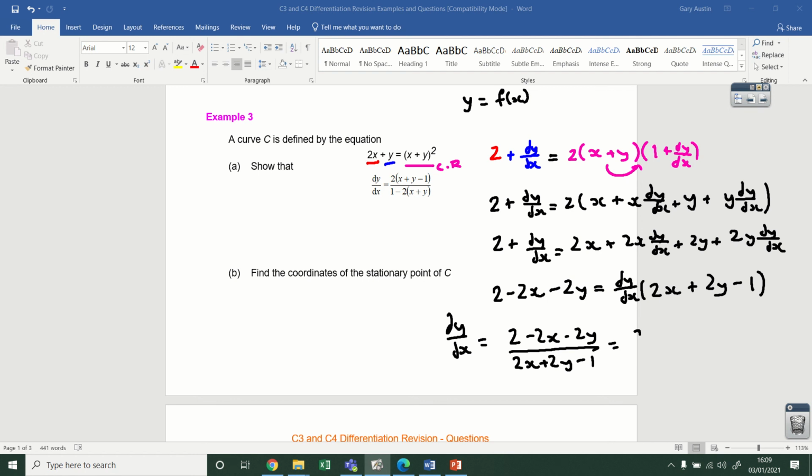So this becomes 2 lots of 1 minus x minus y. And on the bottom, it's very suggestive to factor out this 2 from the x and the y, so I'm going to do that. 2 times x plus y minus 1. Okay, so now we've got to think about how this is different from what we've got.